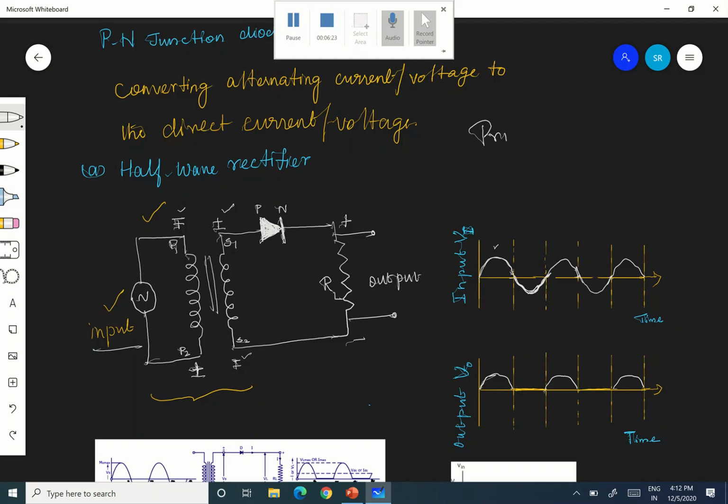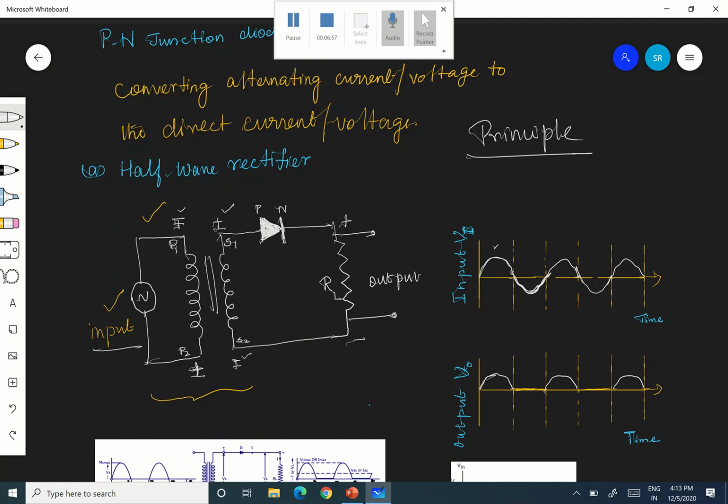The principle of a rectifier, because you know its application: it is meant for converting AC to DC, right? But what is the principle involved? The working of a rectifier is based on the fact that the resistance of a PN junction diode is very low when forward biased and very high when it is reverse biased. That is the principle.